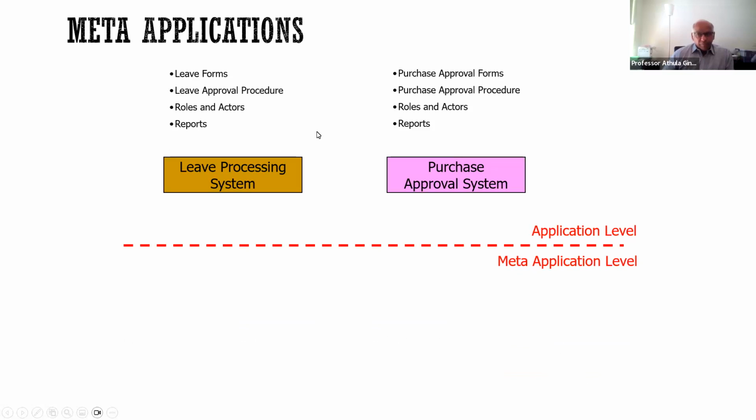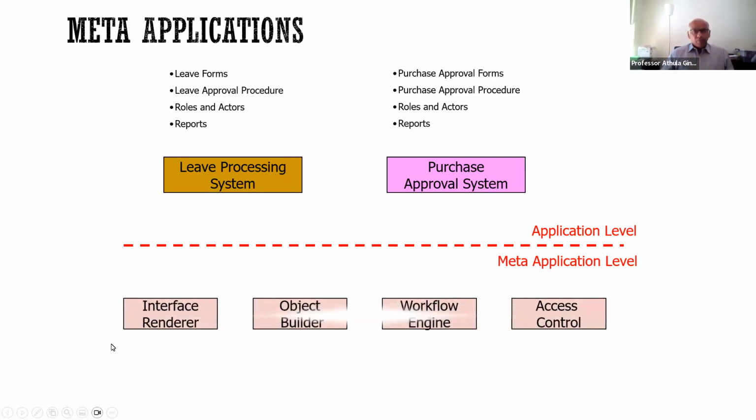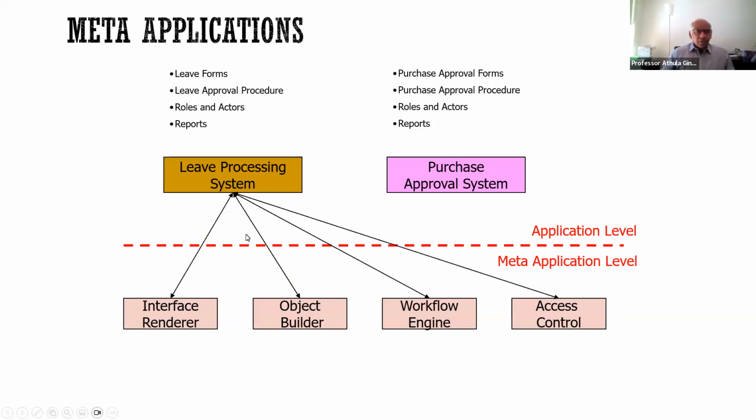Now, what if instead of developing two systems, we develop one system, a meta system? What we need is an object builder, which will create the leave form or the purchase form, an interface renderer, a workflow engine which will schedule the forms, and an access control to give access to different use cases for the people. Then, if we have this, we can construct this and this by setting parameters in this meta level application.